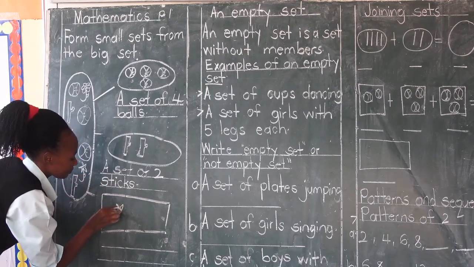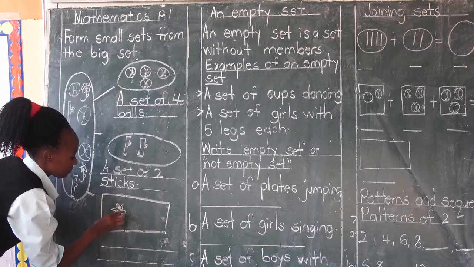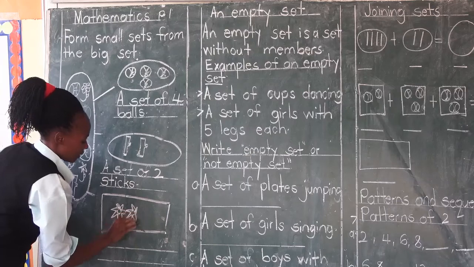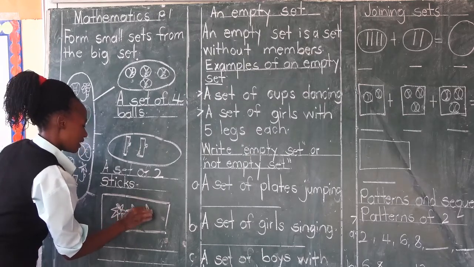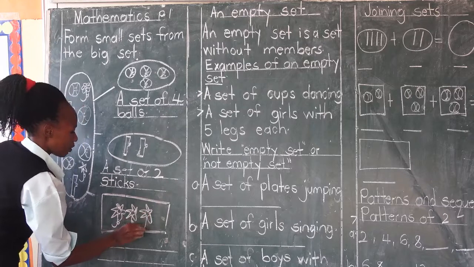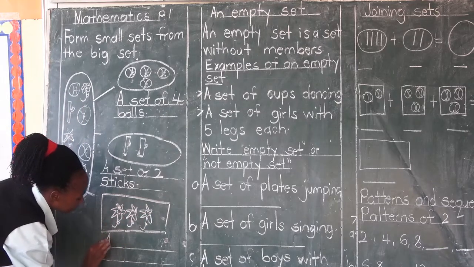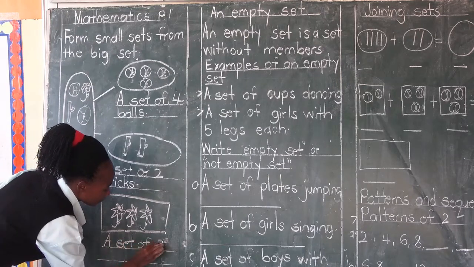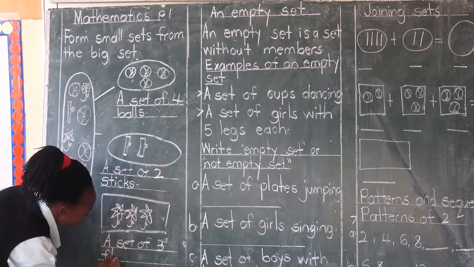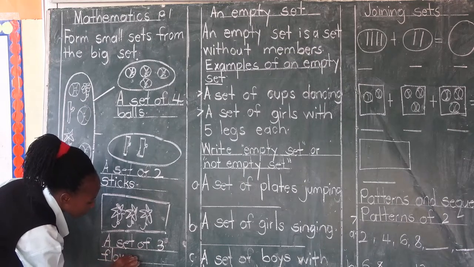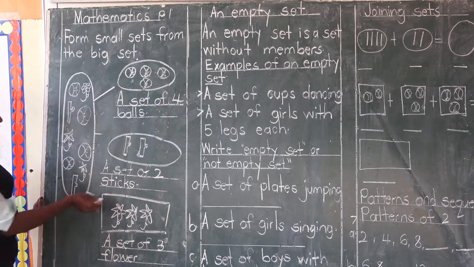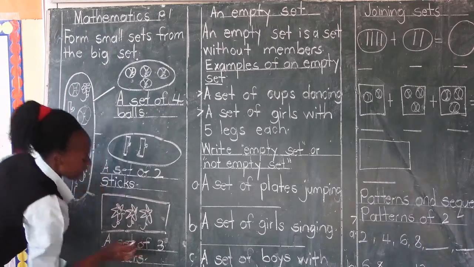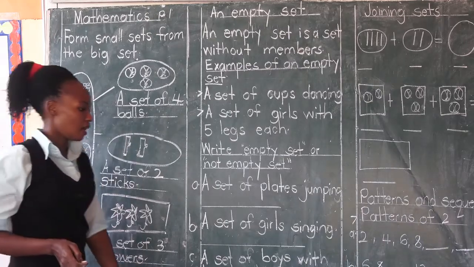1, 2, and then 3. After drawing them, now we are going to name this small set. A set of 3 flowers. Don't write flower. If you write flower, you will be meaning 1 flower. But these ones are more than 1. Don't forget to add the S. A set of 3 flowers.